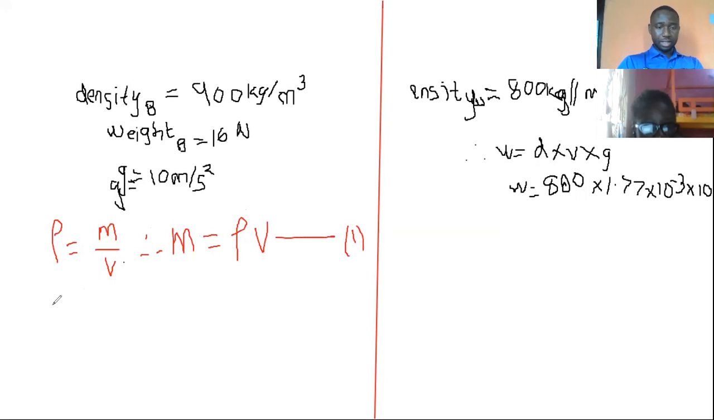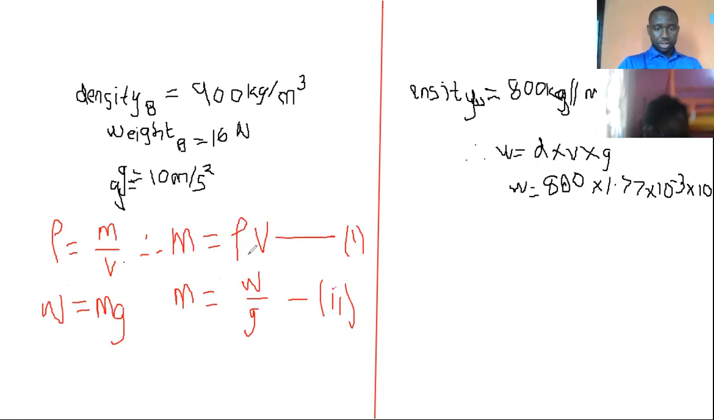They also told us that it has a particular kind of weight. Now we could also say mass is equal to the weight over G. Let's call this equation 2. Now we have the density. We don't know volume. We know weight. We have the acceleration due to gravity. So let's equate equation 1 and equation 2 together.